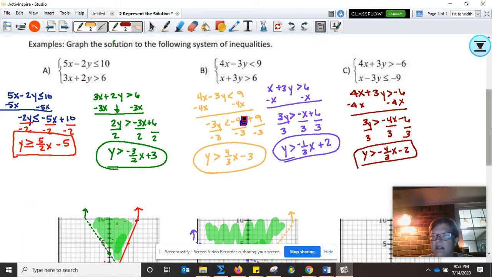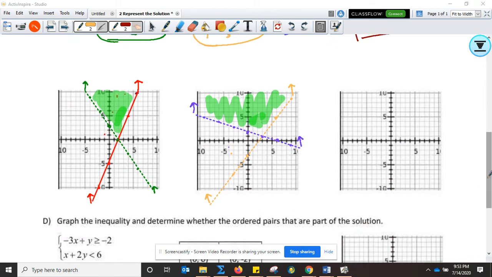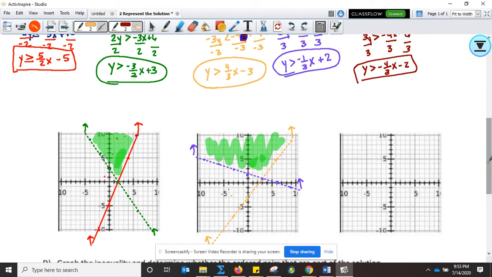And that's going to be a dotted line because it's greater than. So let's graph this. Y is greater than negative 4/3 x minus 2. So that means negative 4/3. That means I'm going to go down 4, over 3. 1, 2, 3, 4, over 1, 2, 3. If I can go down and right, I can also go up and left.